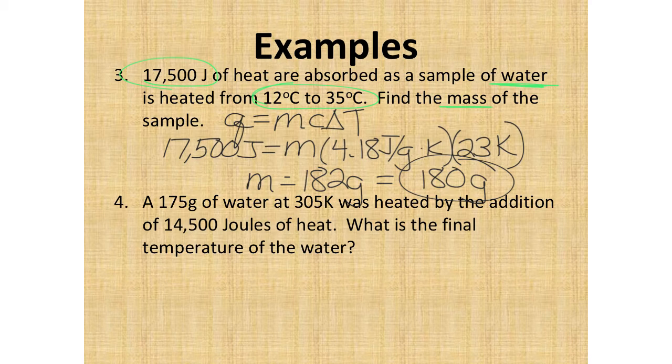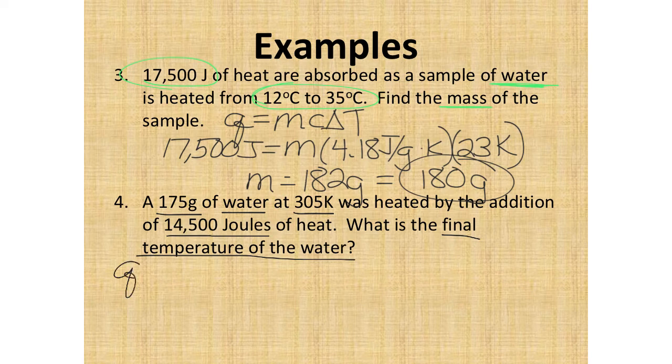All right, in this next example here, we have the mass of our sample of water. And again, it's water, so we can use the specific heat capacity off of our reference table. The water is initially at 305 Kelvin. We are heating it up and we are adding 14,500 joules of heat. We are looking for the final temperature.